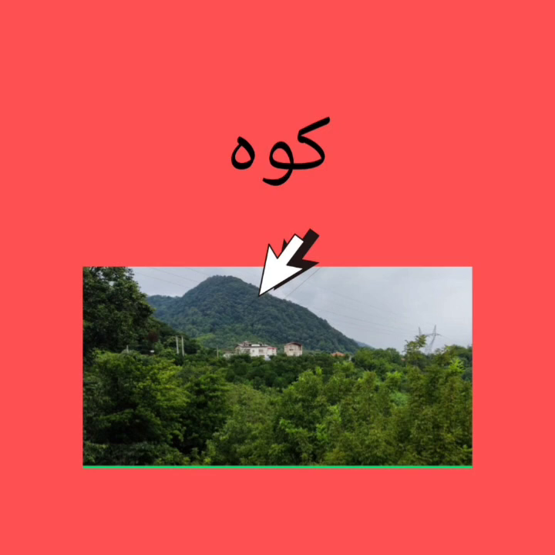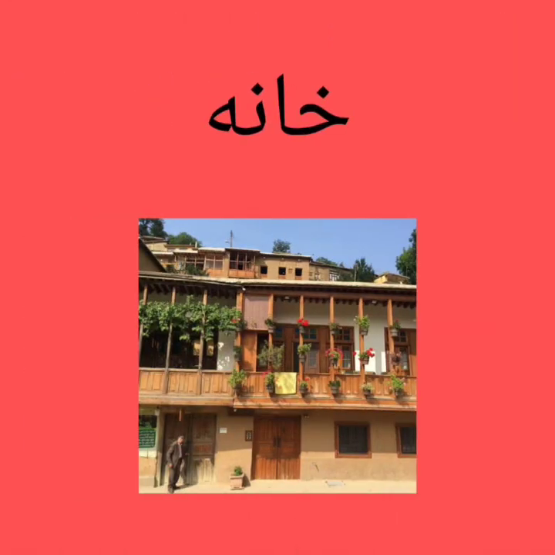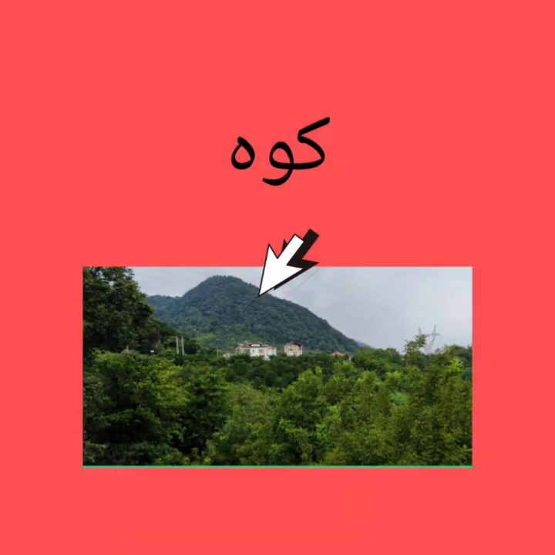Kuh. Kuh. It means mountain. And here, letter H takes the isolated position. Kuh. Letter H sometimes is pronounced as H, like here in Kuh, and sometimes it's pronounced as E, like Khane. Khane. It's pronounced as E. And Kuh, it's pronounced as H.